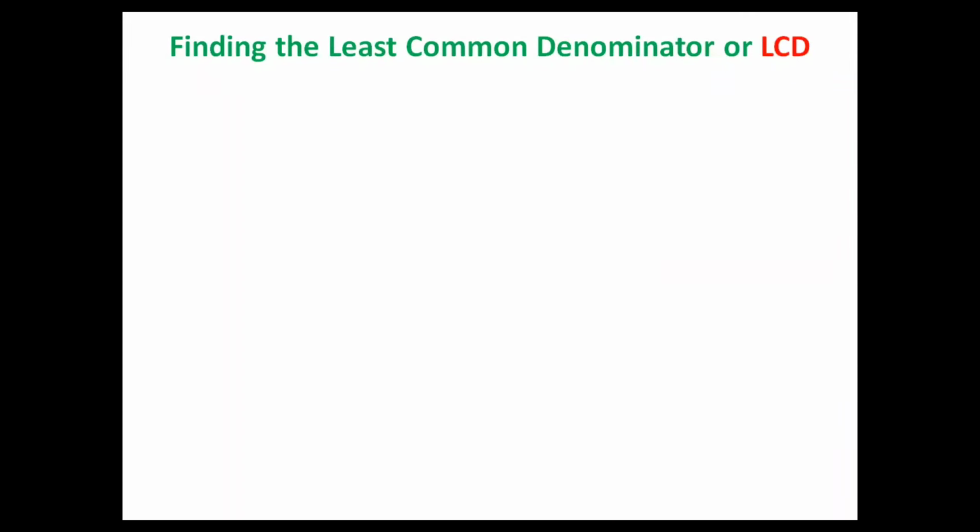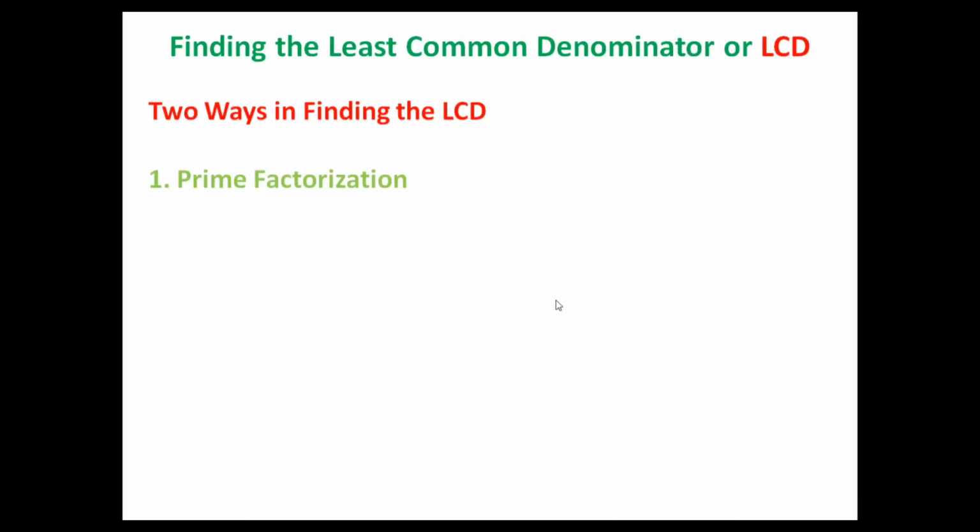Today we will be having a tutorial about finding the least common denominator, or LCD. Why do we need to find the LCD? This is useful in adding and subtracting dissimilar fractions. That's why we need this. We have two ways of finding the LCD. First, prime factorization. Another one is skip counting. You can use either of these two.